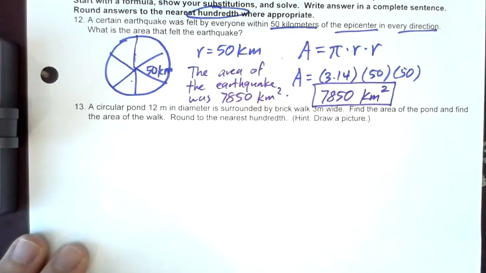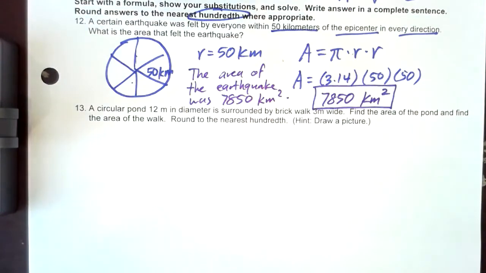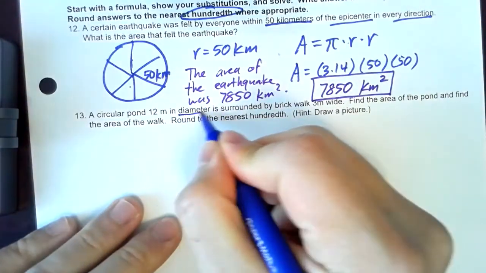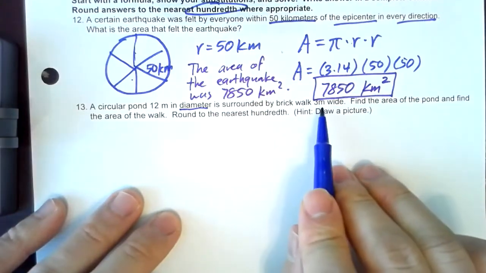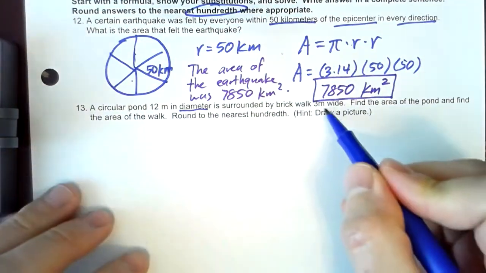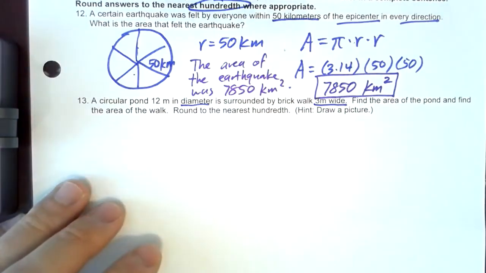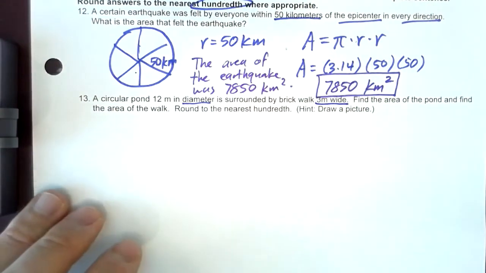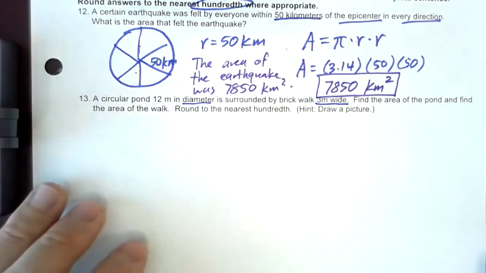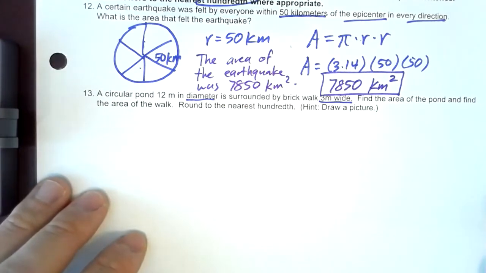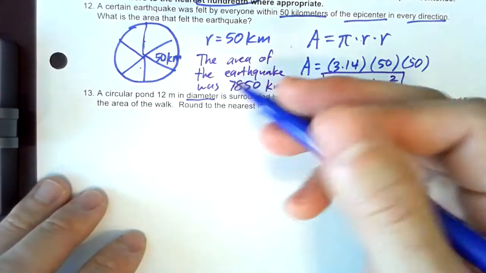Okay, let's finish. A circular pond, 12 meters in diameter, is surrounded by a brick walk 3 meters wide. Find the area of the pond and find the area of the walk. Round to the nearest hundredth. This is an epic question. It's kind of challenging because it's a little bit intimidating, but let's just draw exactly what they're saying.